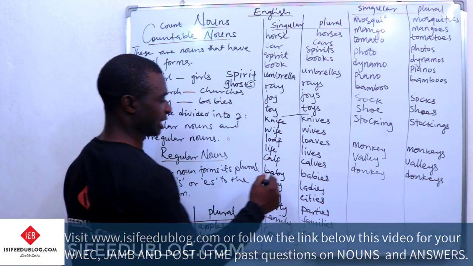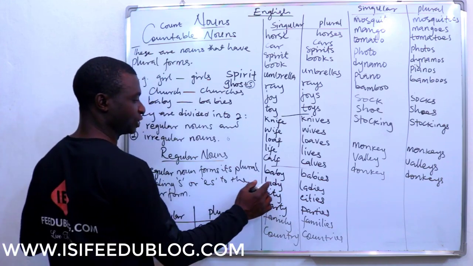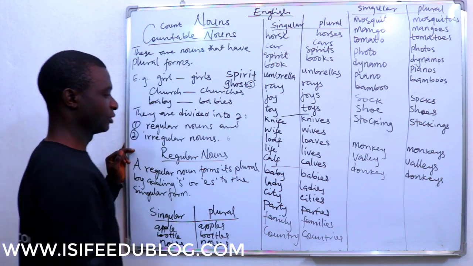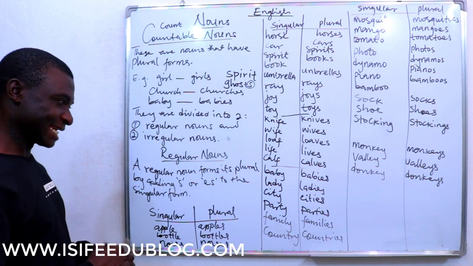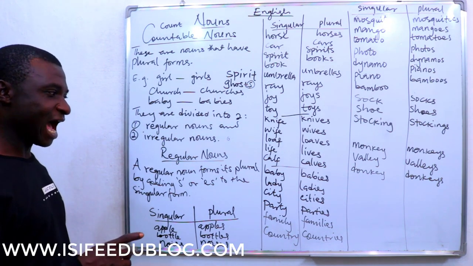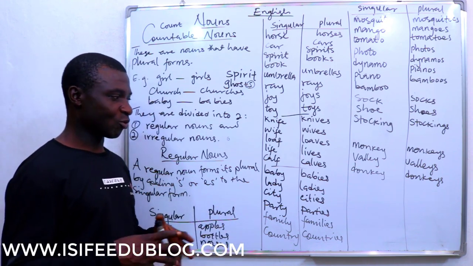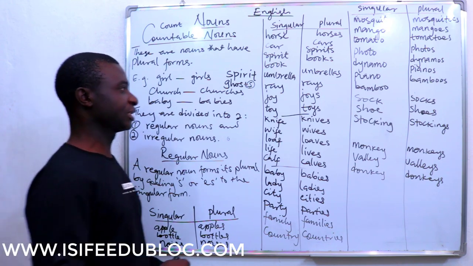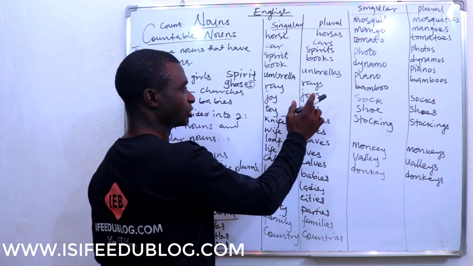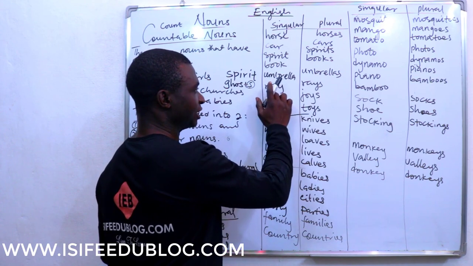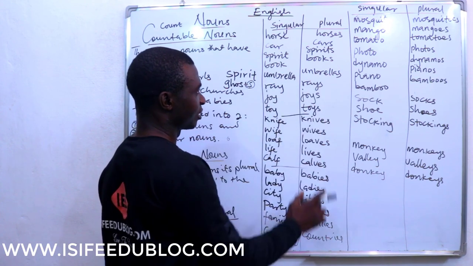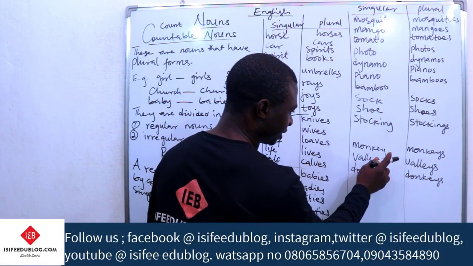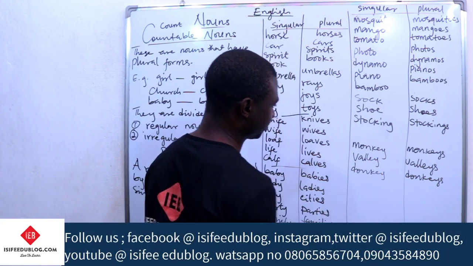Baby, then again there is a change here. We change Y to I to form a plural. Words ending in Y after a consonant. You could see that joy was just joys. Ray was just rays. Now, again, here is monkey, valley, donkey.